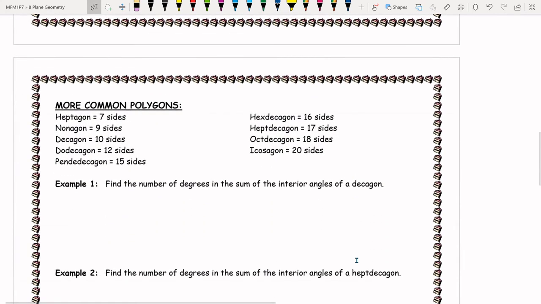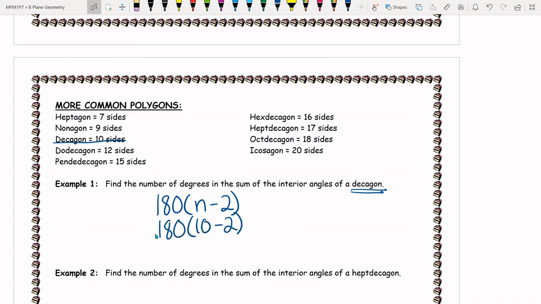So it says here, find the number of degrees in the sum of the interior angles of a decagon. And so a decagon, let's find decagon. A decagon has 10 sides. All right, so let's write our formula. What was our formula? 180 bracket n minus 2. Remember, n stands for the number of sides. So how many sides does the decagon have? It has 10. So we do 180 bracket 10 minus 2. What's 10 minus 2? 10 minus 2 is 8.